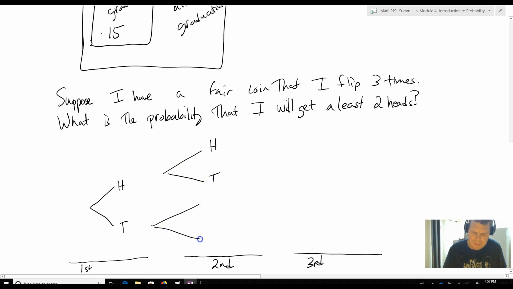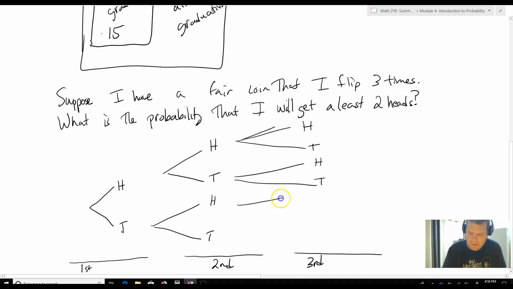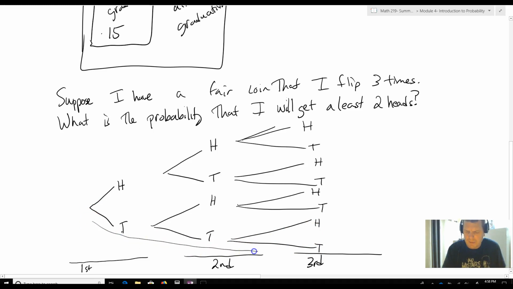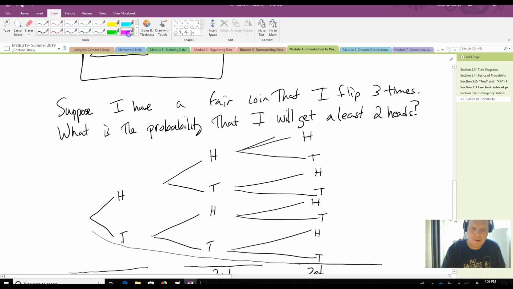For the second flip, if I flip tails now, along this branch I'm going to have heads and tails. And if I flip heads and heads, for the third flip I'll have heads, tails. For the third flip, heads, tails, for each grouping. And then I'm just going to follow along on these branches, okay? So this branch here is heads, heads, heads. So that's three consecutive heads. This next branch is going to be heads, heads, tails.